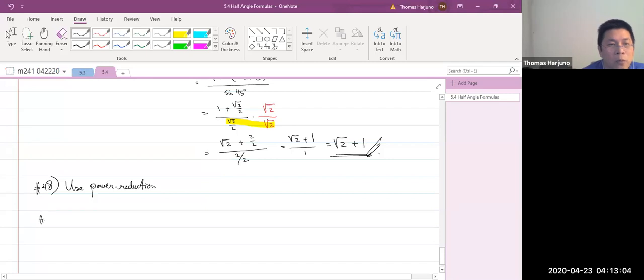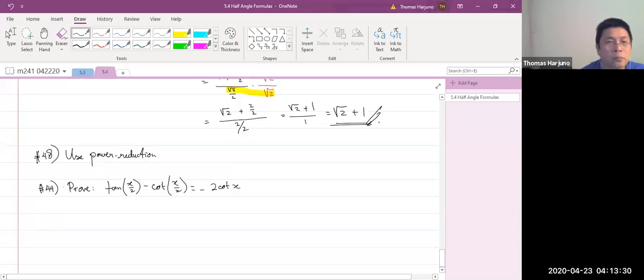By the way, it reminds me that I did ask question number 44 in one of my tests. Prove that tangent x over 2 minus cotangent x over 2 equals negative 2 cotangent x. Okay, proof. Of course, we have to prove from the left-hand side.